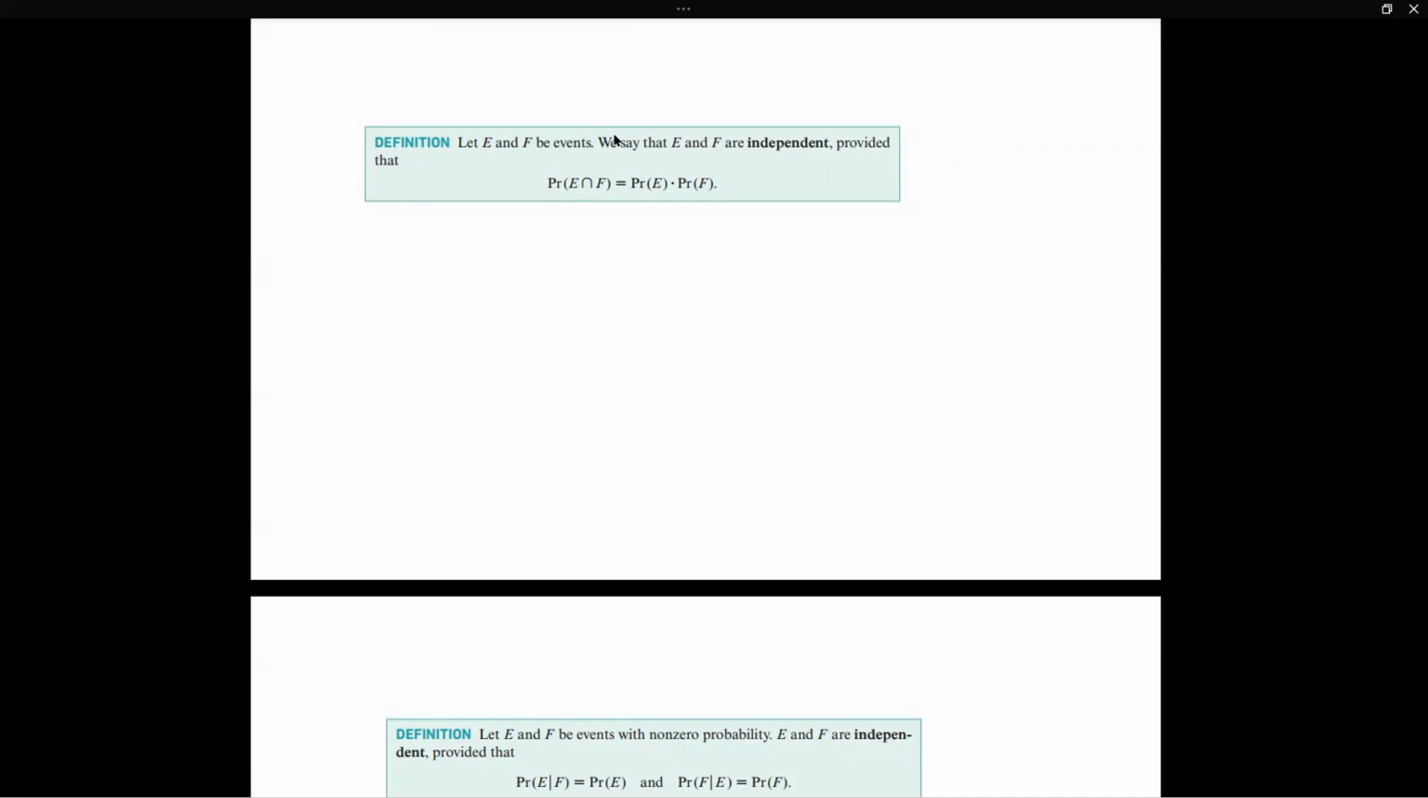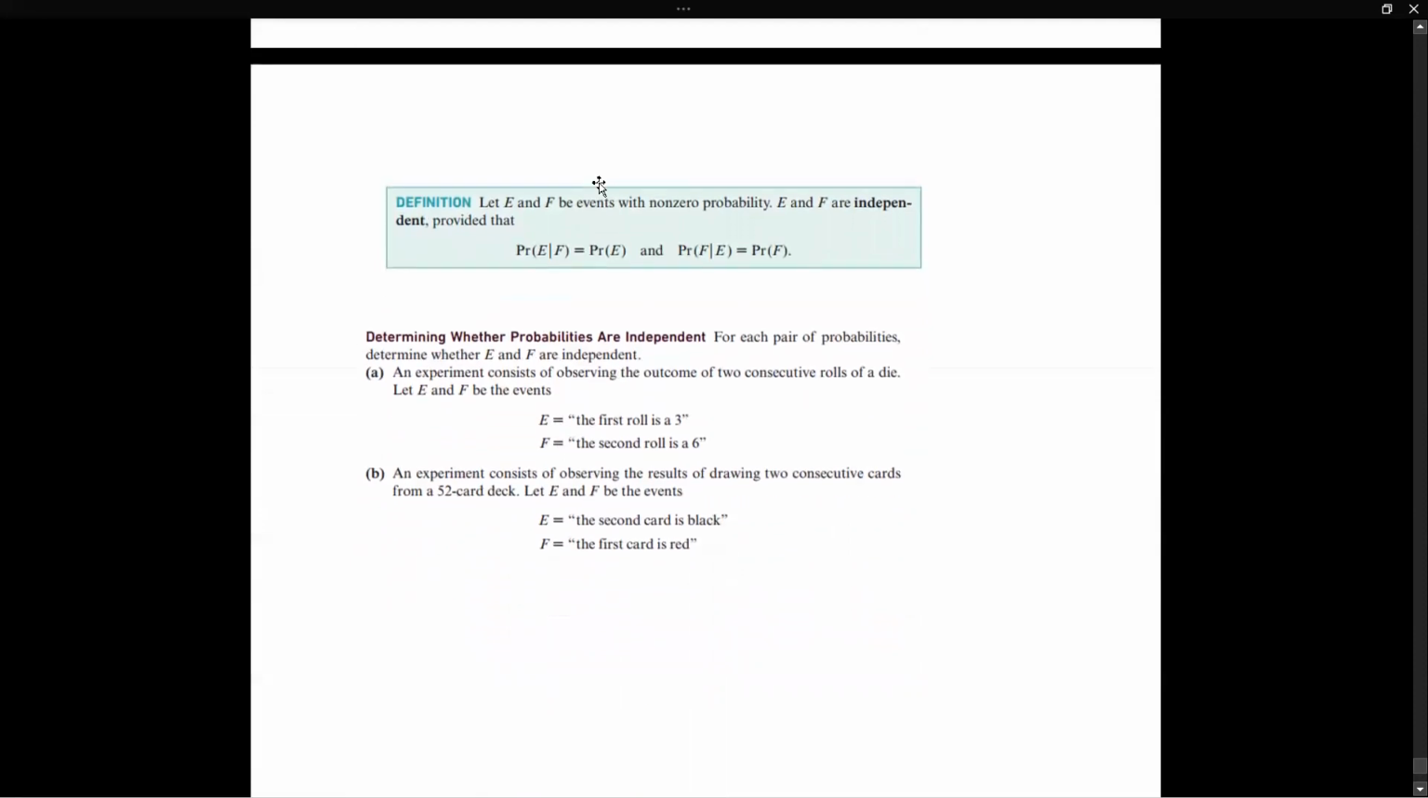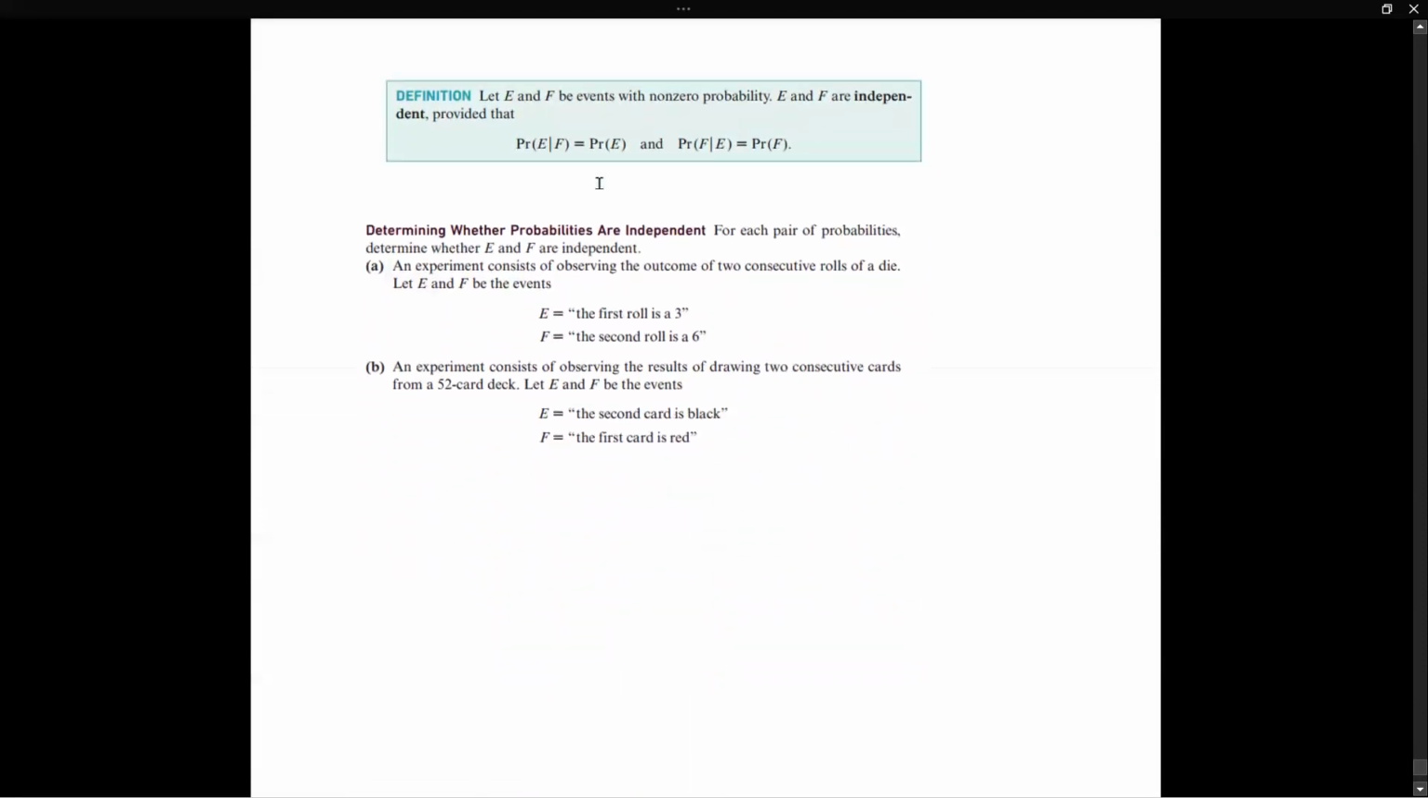And of course, the probability of E and F should not be 0. And we can use this formula as well. There are some other examples, but so as not to make this too long, I can talk about this other example here. Let E and F be events with non-zero probability. E and F are independent provided that, of course, the probability of E given F equals the probability of E, and the other one equals the probability of F.